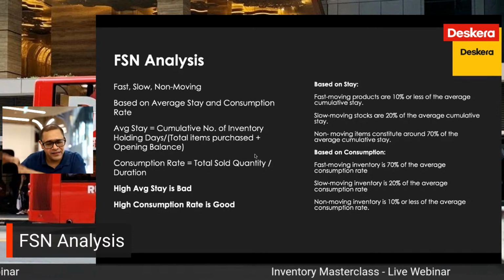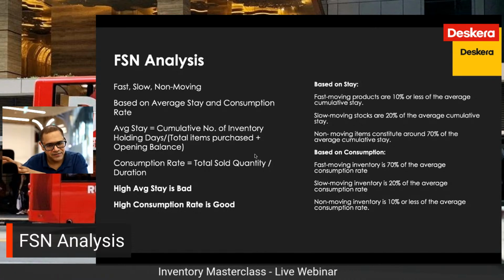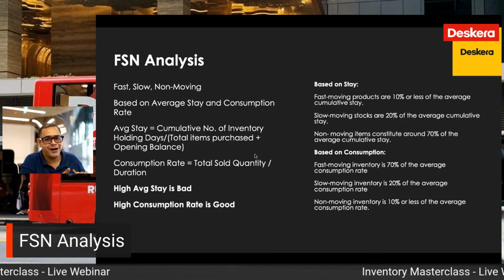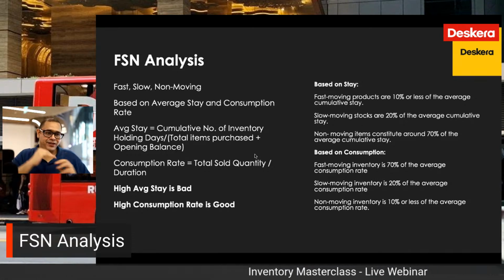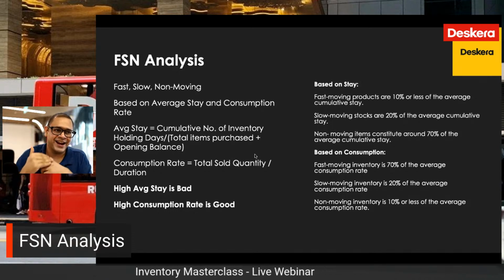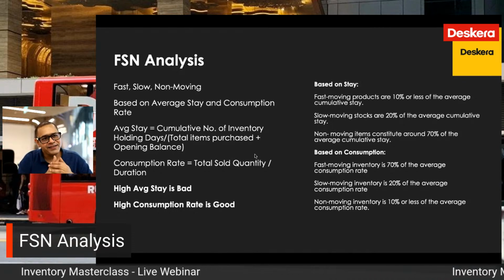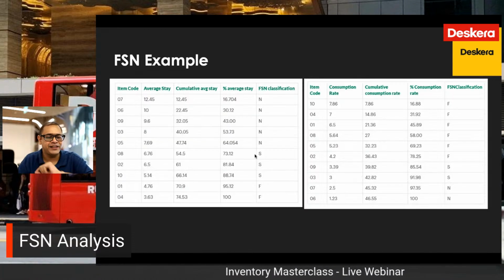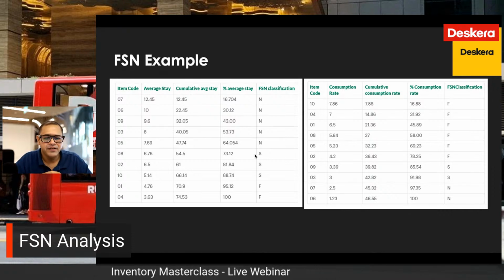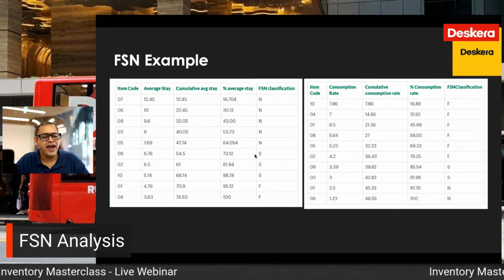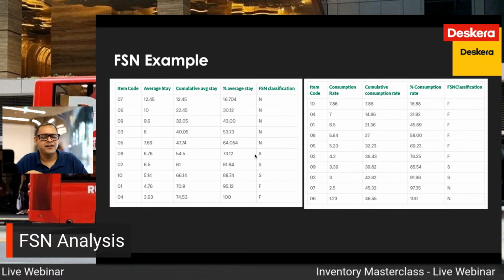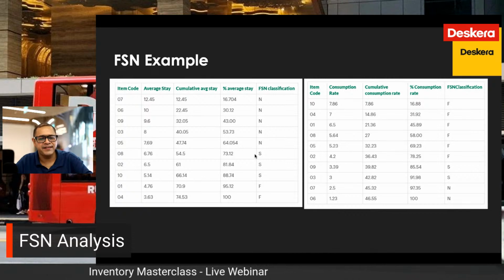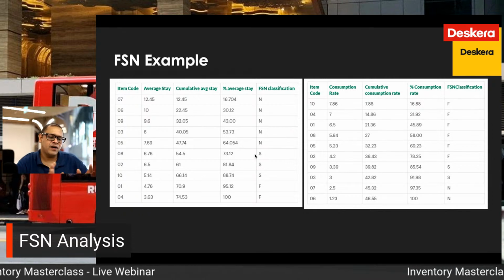Then you would create another table based on consumption numbers. Obviously, if you have a high stay, then that is bad, and high consumption rate is good. So you just need to be careful when you are ordering, that you order it in the right sequence, and then do the same exercise for consumption. Let's look at how it looks when you actually do something like this. So here is an example. On one side, we have the same set of inventory items sorted by stay versus consumption. And you can see that now I have a matrix here.